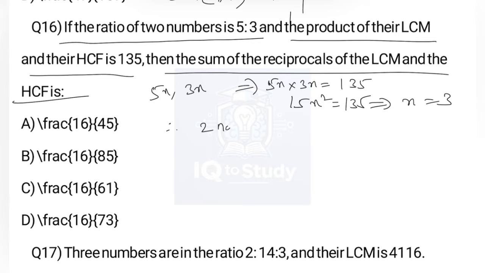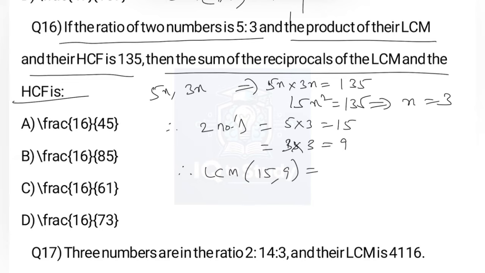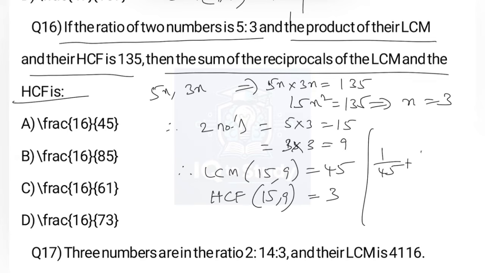Therefore, two numbers are 5 into 3, 15, and 3 into 3, 9. So LCM of 15 and 9 is equal to 45 and HCF of 15 and 9 is equal to 3. We have to find the sum of reciprocals of LCM and HCF. It means 1 by 45 plus 1 by 3, which is equal to 16 by 45.